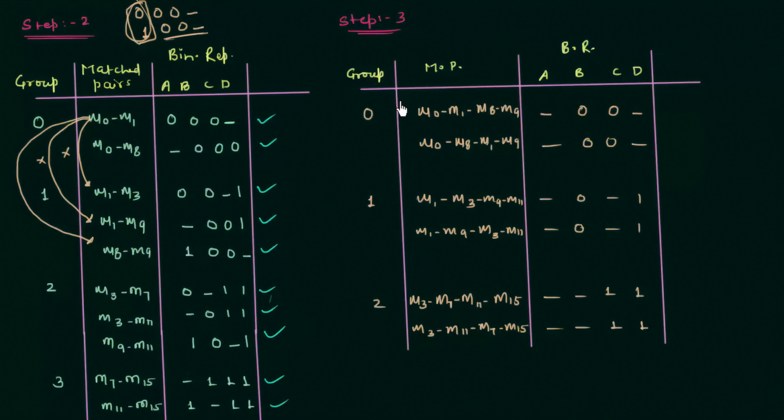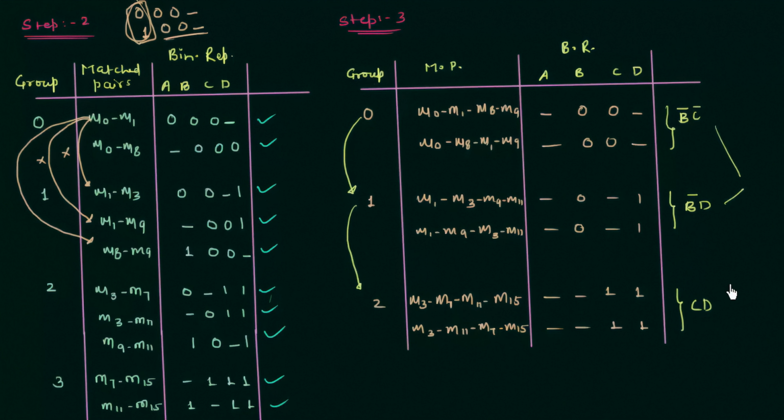In step number 4 we have to repeat the same procedure. We will compare group number 0 with group number 1 and group number 1 with group number 2, and we'll write down the matched pairs. But you will find that there is no matched pair after step number 3, and thus we don't need to put a tick mark in front of these matched pairs, and we will write the values for them. B complement, C complement, A is eliminated, D is eliminated, so B complement, C complement. In this we have B complement D, and for this we have C D. This is our prime implicant.